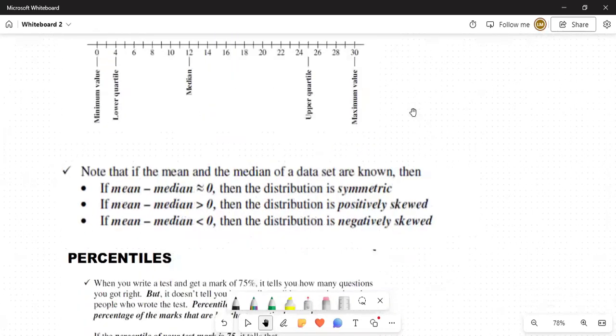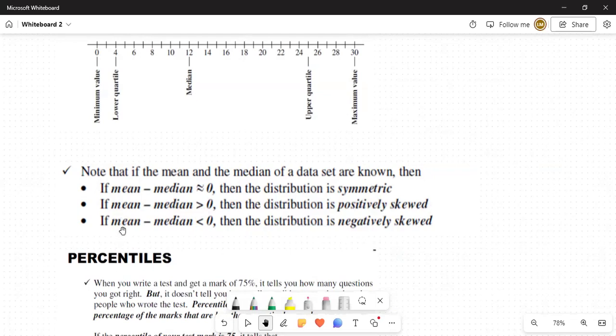Okay. So note that if the mean and the median of the data set are known, we can determine the skewness. If the difference between the mean and the median is equal to 0, we can say that the distribution is symmetrical. If the mean minus the median is greater than 0, we will say that it's positively skewed.